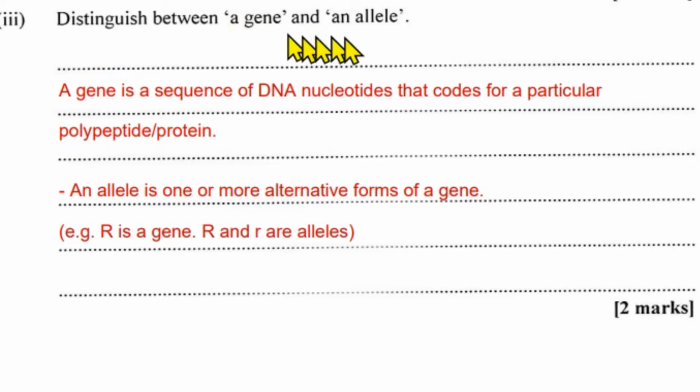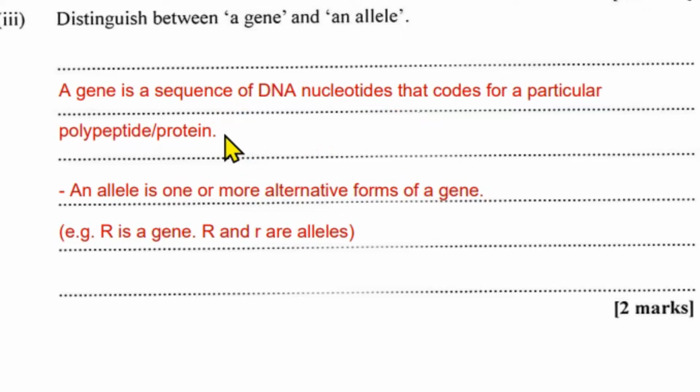Distinguish between a gene and allele. A gene is a sequence of DNA nucleotides that codes for a particular polypeptide or protein. What would happen here is that the DNA, well, that gene sequence is going to have an mRNA equivalent, and that is going to be read by a ribosome and translated into a sequence of amino acids, and eventually that will fold into a protein that would then express a certain trait, whether that be blue eyes or round seeds or dark skin.